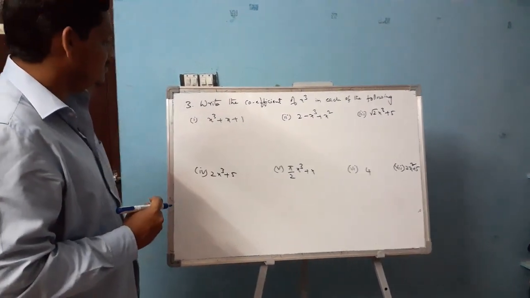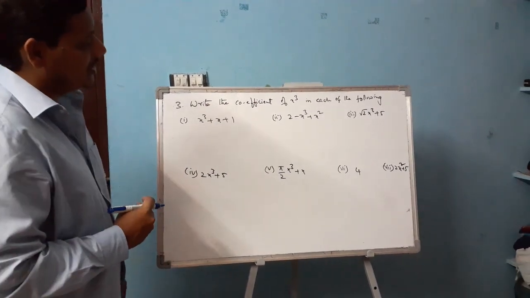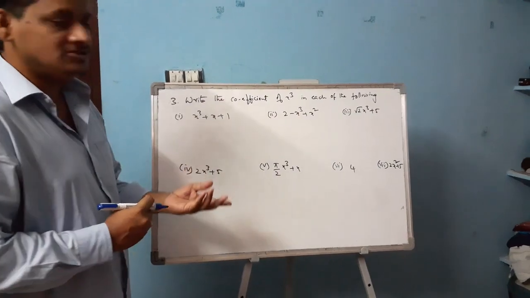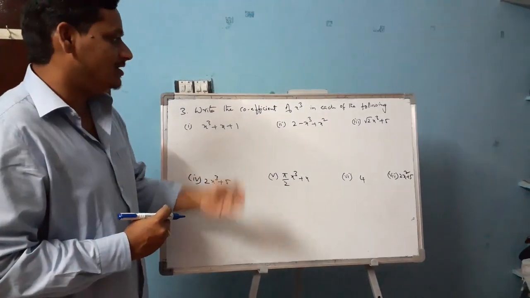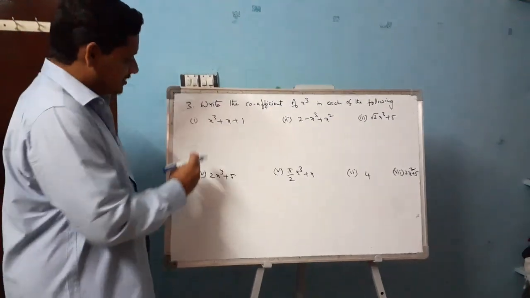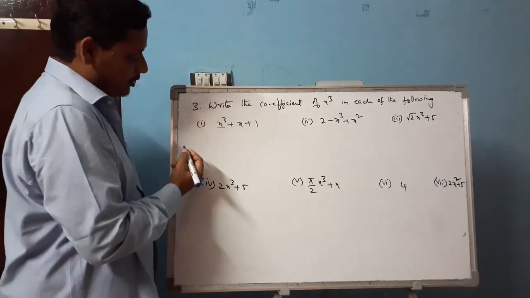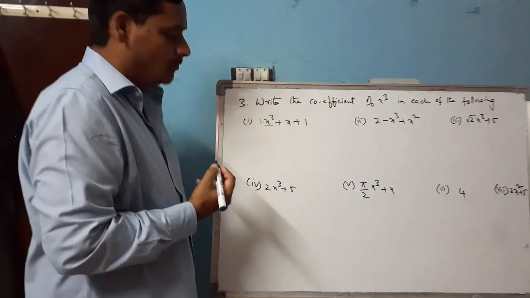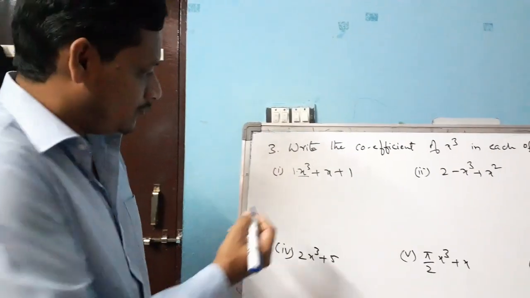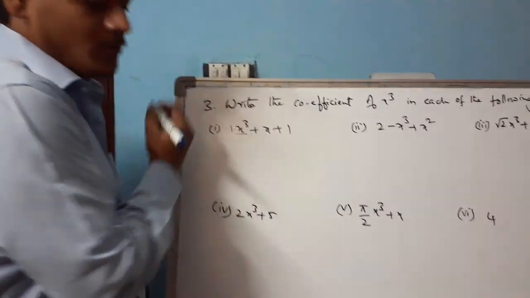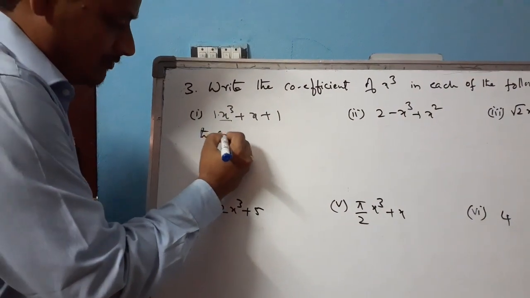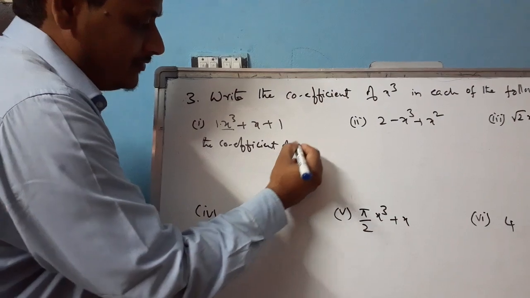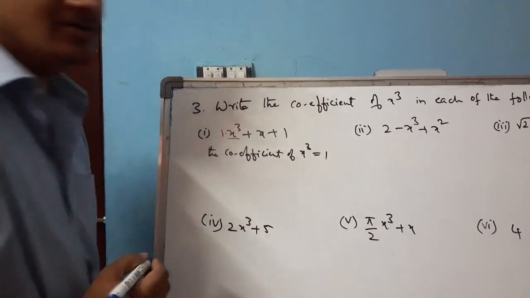Now the third one is: write the coefficient of x cube in each of the following. Now what is a coefficient? Coefficient is nothing but the multiple of the x cube. Where it is x cube, here it is x cube. It is 1 x cube. X cube is nothing but 1 into x cube. The coefficient of x cube is nothing but 1. The coefficient of x cube is equal to 1.